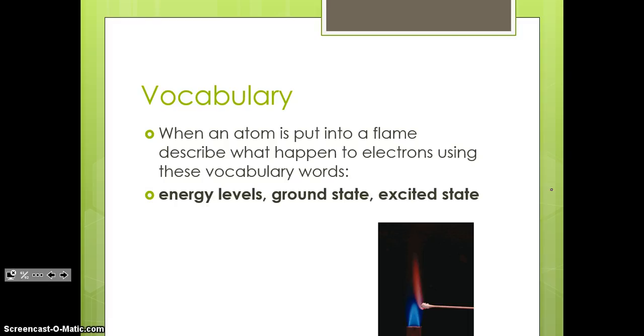So you had to put energy in to push them away from the nucleus, and then you have to see that emission once the electrons fall back down. The energy has to go somewhere. So as those electrons fall back down to their original ground state, the energy is emitted from the atom in these specific amounts or colors.